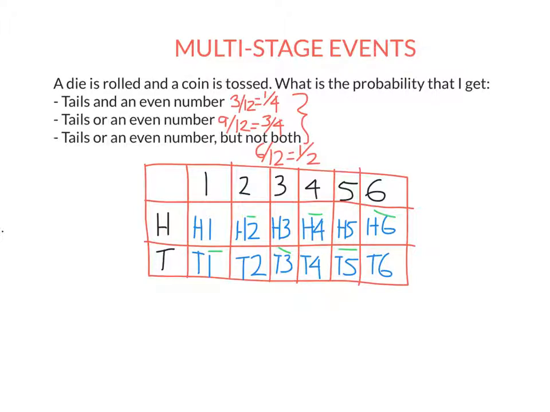All right, now I'm going to show you another way you can list outcomes, which is through a tree diagram. So please pause and copy this down if you need.